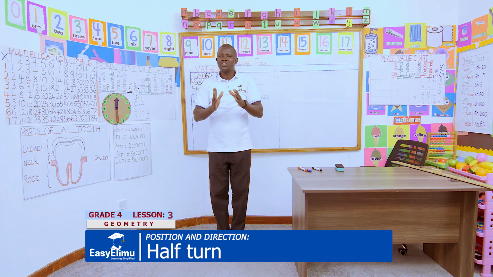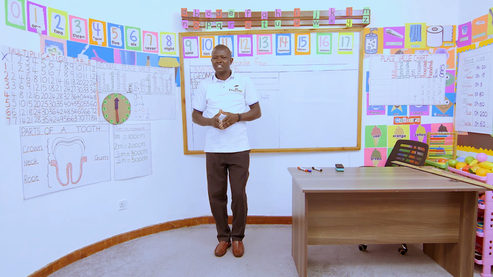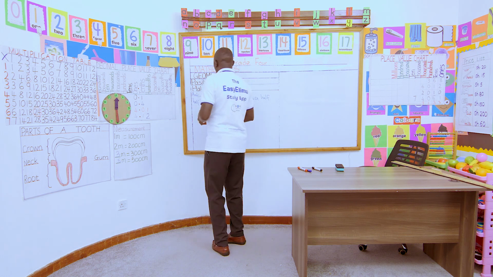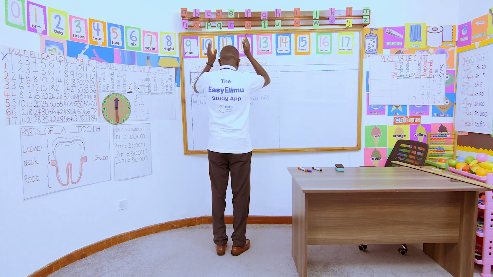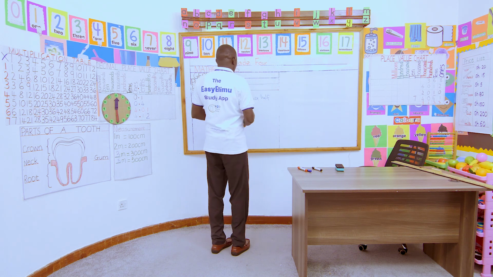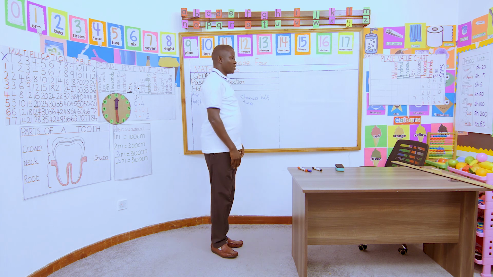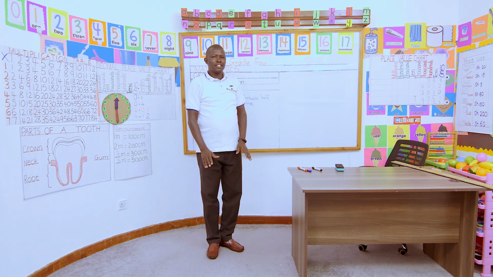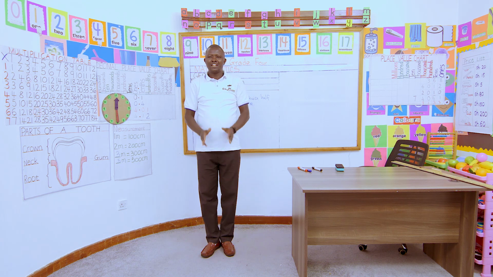Now, can we try to do that together? Can we try to turn clockwise? We are all facing the board. Let us turn clockwise, a half turn. So we have to move this way. Make sure your legs are stationed at the same place until you face that direction. So now we are all facing the other side of the board.